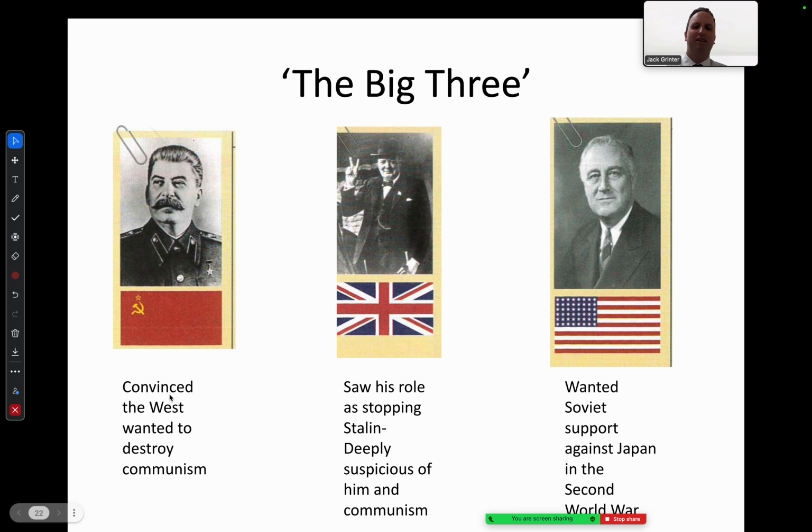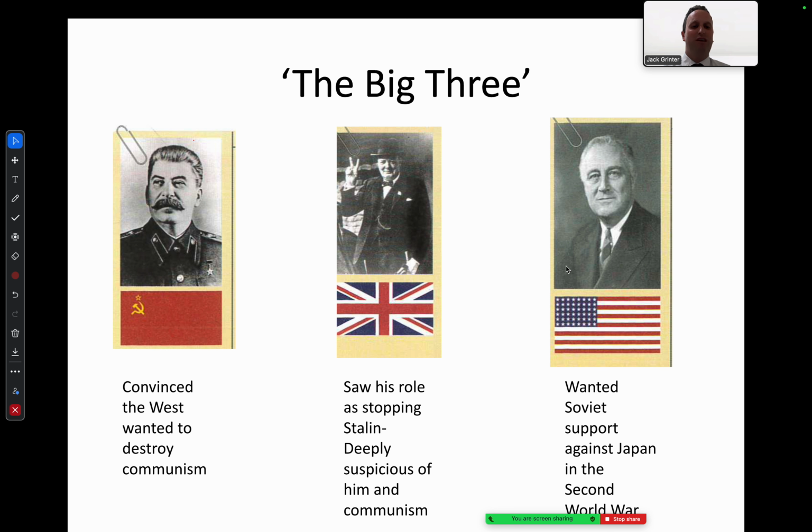So Stalin was convinced that the West here, we're referring to USA, Britain, France as well, wanted to destroy communism. Churchill was a conservative prime minister. He would very much be against communism. He was deeply suspicious of communism. He was against, for example, the establishment of the NHS after World War II.